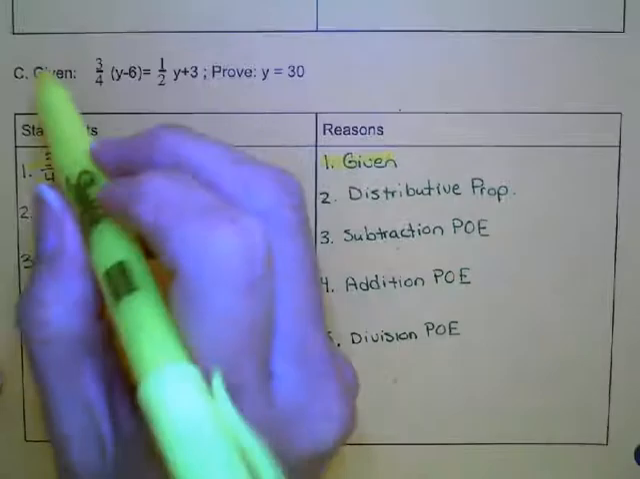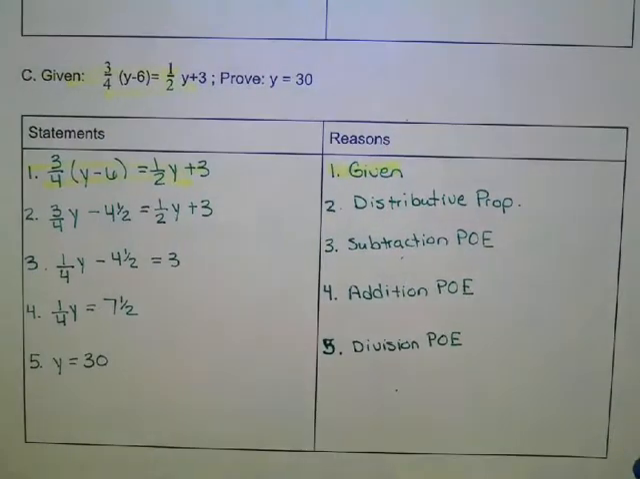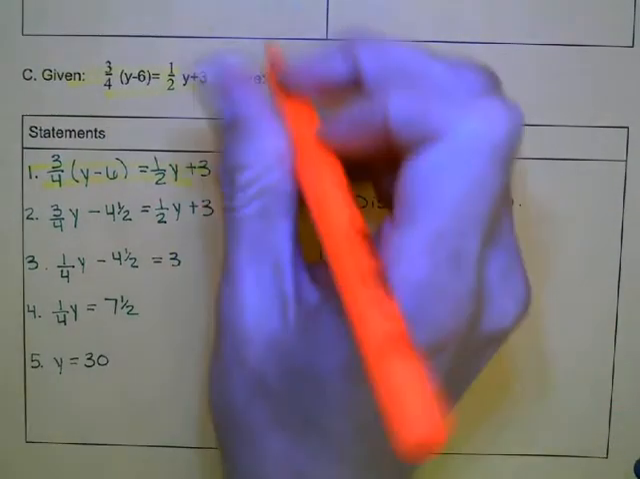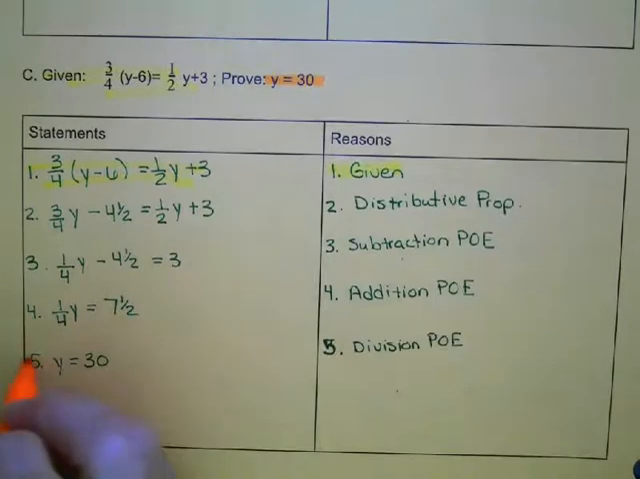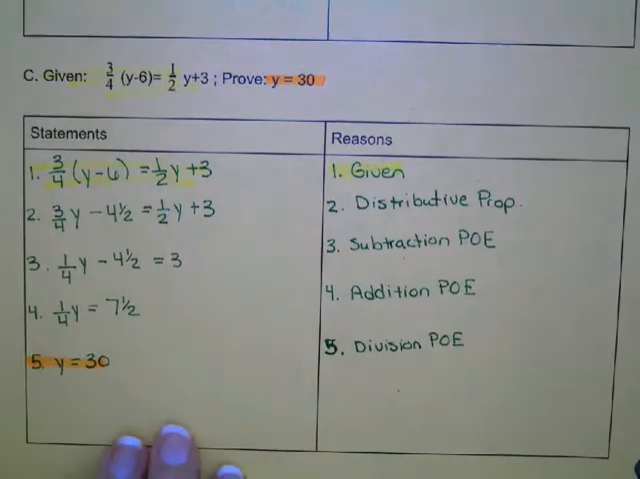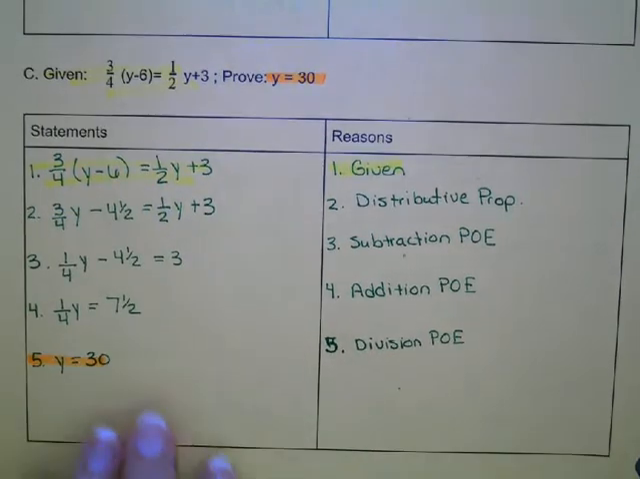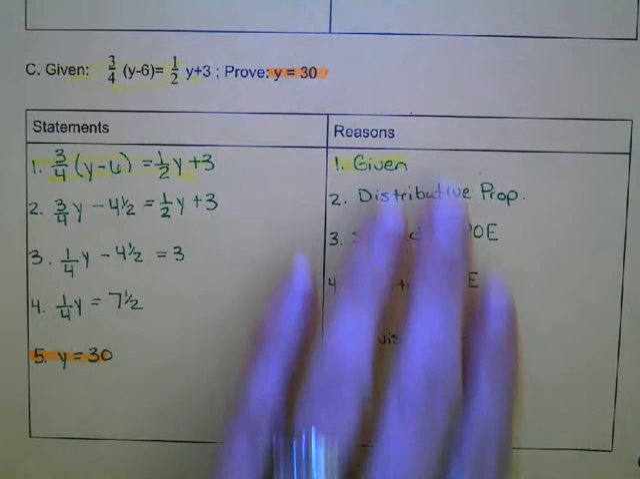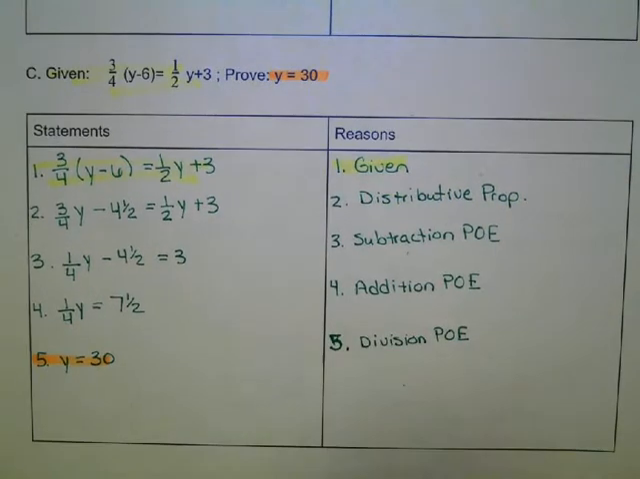Double check. Did we start off with our given in the first line? Oops, sorry. That's my given. This is what it asked me to prove. When I got done, I have the correct answer at the bottom, so I know I've done it right. So that's a little bit of what a proof looks like. The left-hand side, the statements, are going to be your math or what we're doing to solve. The right-hand side is like your reasons. Why did you do each step in the process?